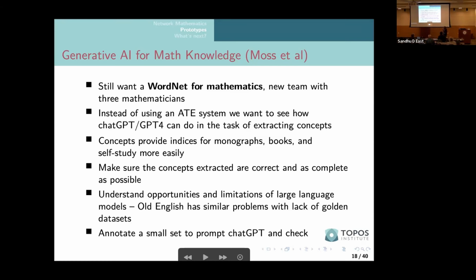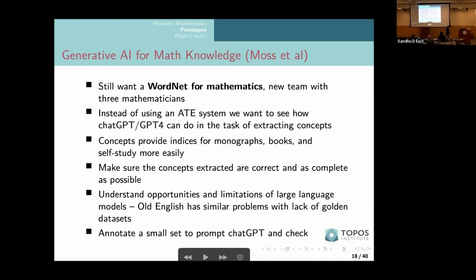But we have to prove to ourselves and to others that the things that the AI is producing are correct. And as everyone knows, AIs hallucinate. There's lots of hallucinations in the world. So we need to make sure that the amount of hallucination that happens is under control. And it's not only mathematics that has this kind of problem. Old English has the same sort of problem because there's not enough annotated corpora of Old English. So you have the same issue that we have.